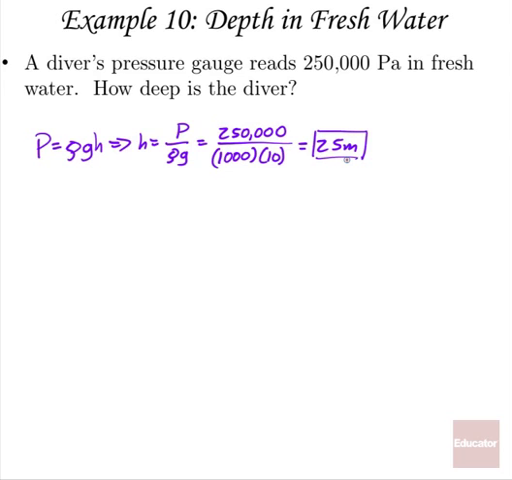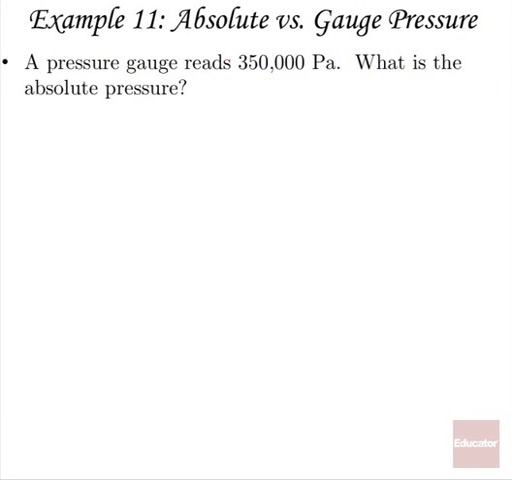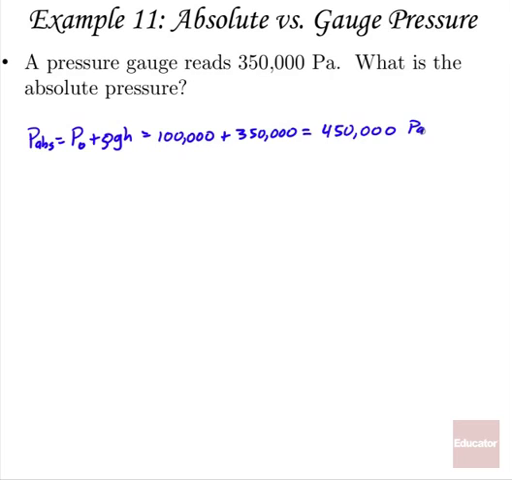One more. A pressure gauge reads 350,000 pascals. What's the absolute pressure? Well, just to review, absolute pressure is atmospheric pressure plus rho gh, or 100,000 pascals atmospheric pressure plus the gauge pressure, 350,000 pascals, for a total absolute pressure of about 450,000 pascals.